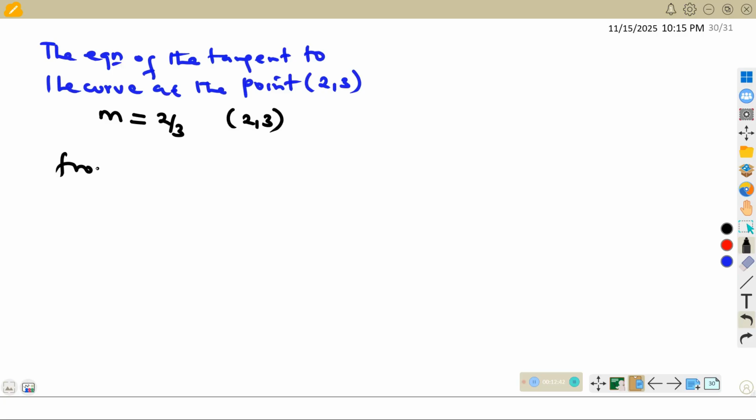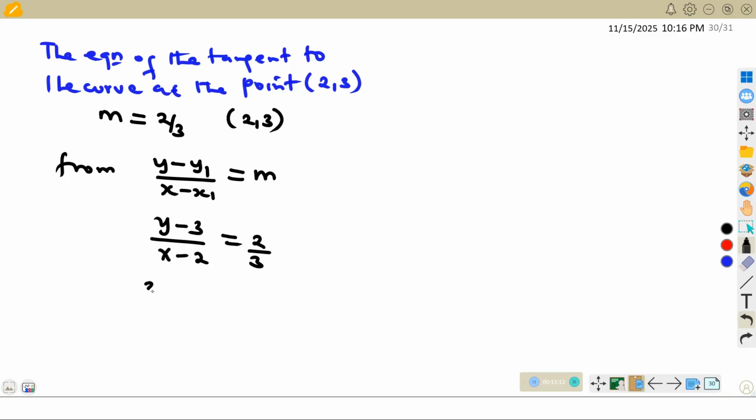So we shall be saying the gradient is the same as y minus y1 over x minus x1. Here x, y is a general point on the tangent or on that line. So this should be equal to the gradient. So meaning that y minus 3 over x minus 2 will be equal to 2 over 3.